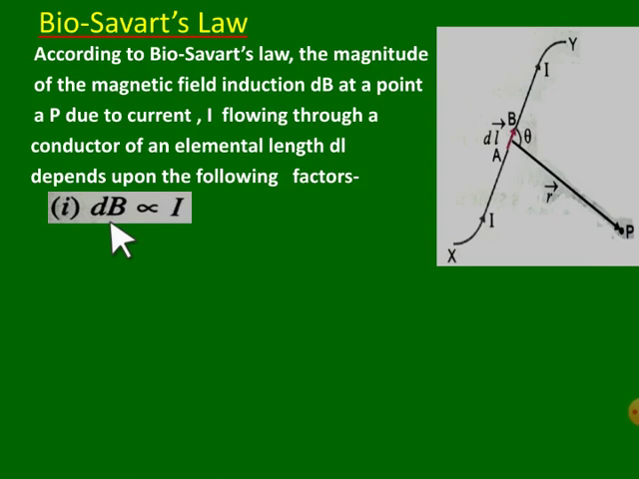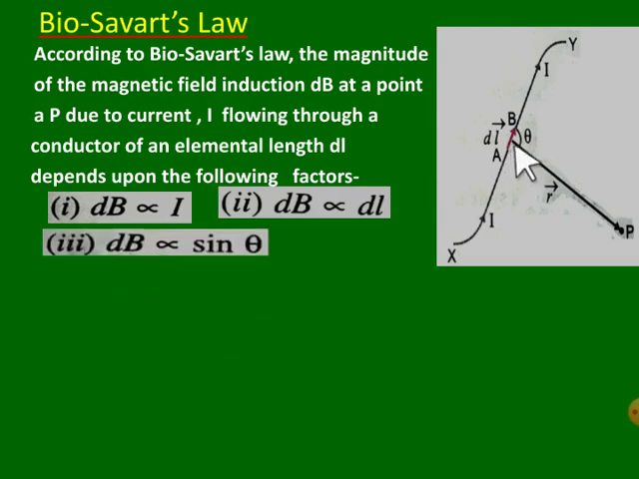It also depends on the length of this elemental conductor. Got it? dB is directly proportional to dl, that means the length of the elemental conductor. The longer the length of the elemental conductor, the larger the magnetic field induction. It also depends on the sine of the angle between this position vector and the elemental conductor, sine theta.